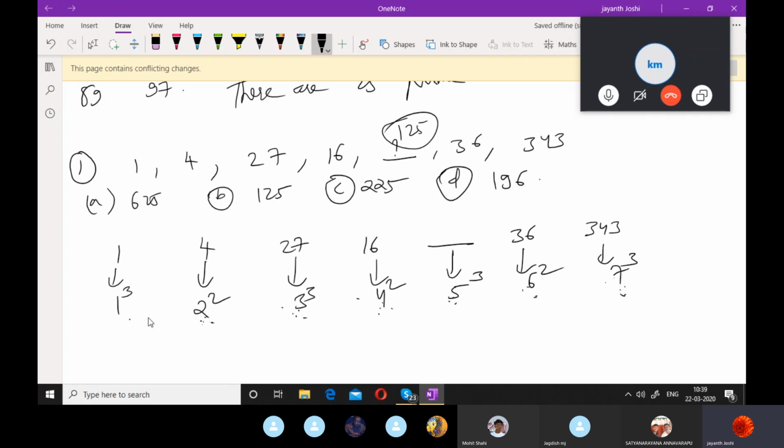It is matching. Again, it would be square or cube. I need to decide. If I put it as 1 square, it's not going to match the combination. 1 cube, yes, because 1 cube and 1 square both give the same answer. So 1 cube, 2 square, 3 cube, 4 square, 5 cube, 6 square, 7 cube. So the answer is 125. All of you finished? We'll go for the next question.